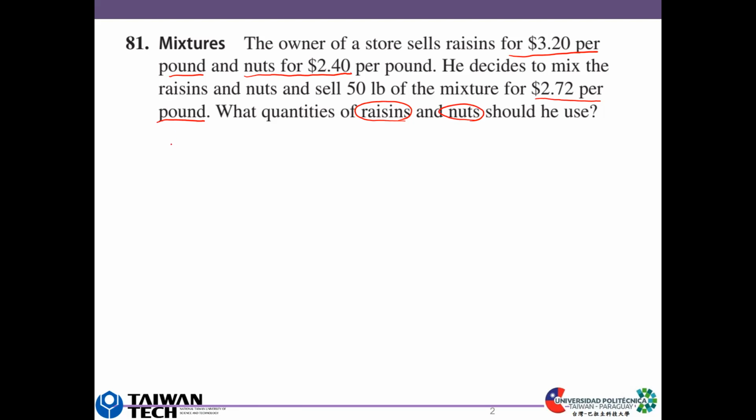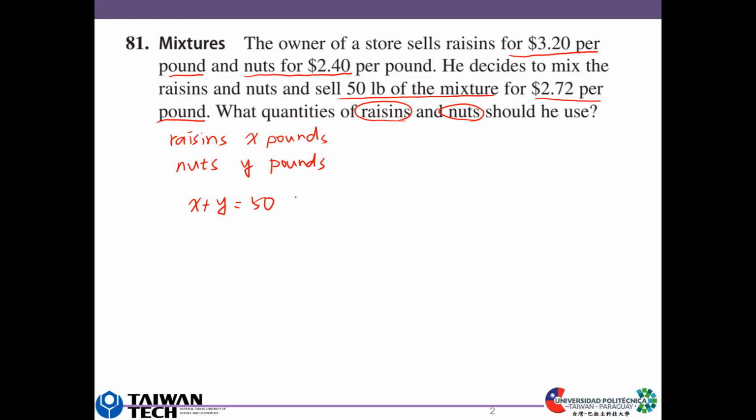So we could assume he should use x pounds of raisins, and he should use y pounds of nuts. Okay, and he wants to sell 50 pounds of the mixture. Which means the pounds of raisins plus the pounds of nuts should be 50 pounds. So this is our first equation. But how about the second one?